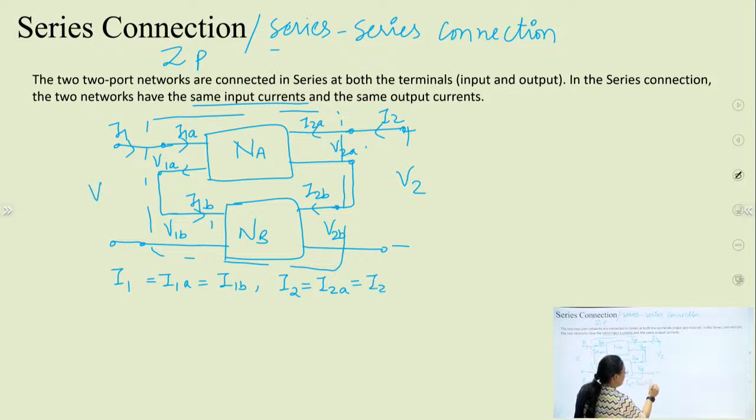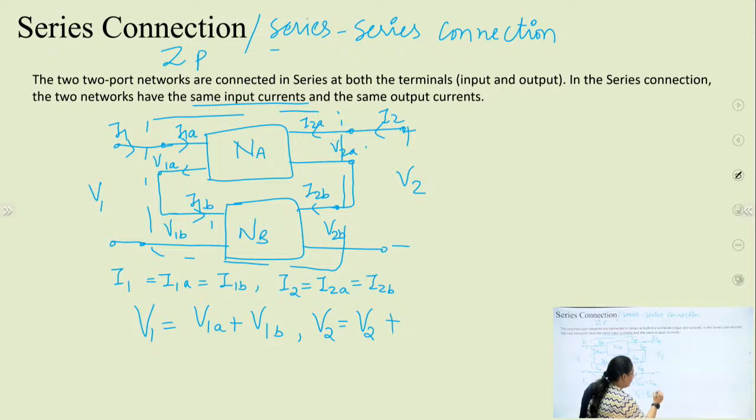Now the voltage equation: the overall voltage V1 will be the sum of the input voltages of the two networks, that is, V1 will be equal to V1A plus V1B at the input terminal. Similarly, the output voltage of the overall network, V2, will be equal to V2A plus V2B.